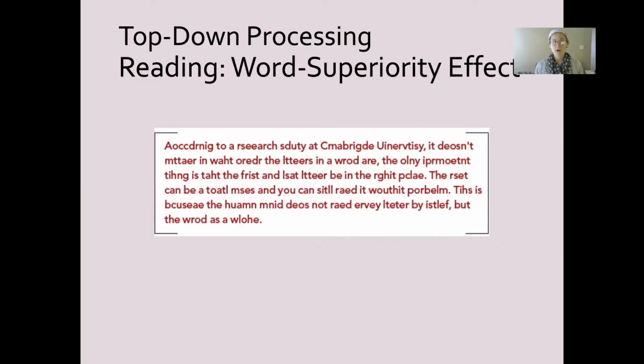We use top-down processing a lot in reading as well. So this picture says, according to a research study at Cambridge University, it doesn't matter in what order the letters in a word are. The only important thing is that the first and last letter be in the right place. The rest can be a total mess and you can still read it without problem. This is because the human mind does not read every letter by itself, but the word as a whole.